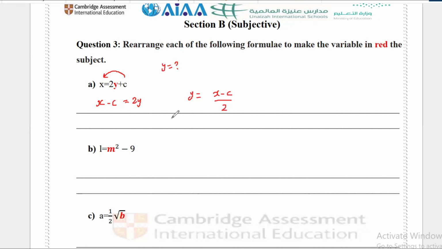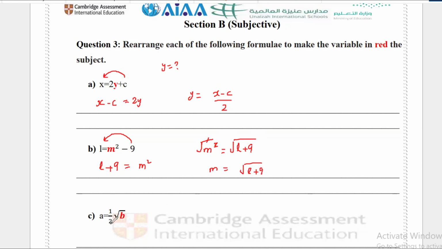That is our subject. Next, part B, we are looking for m equals what? Take 9 from right to left, it becomes plus 9. So this is L plus 9 is equal to m square. Now you can rearrange it this way, m square is equal to L plus 9. How do we remove this square? We can take the square root of both sides. The square root cancels the square. So m equals square root of L plus 9. So this is your answer for part B, where we have m as the subject. Next we have part C, and in this case we are looking for B.